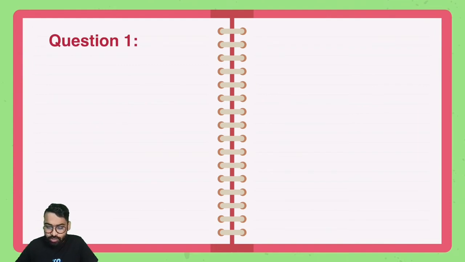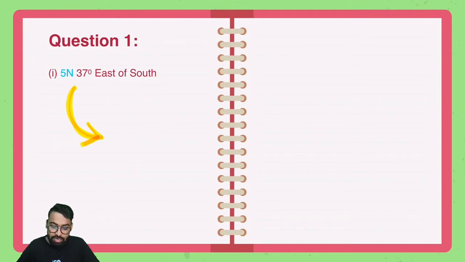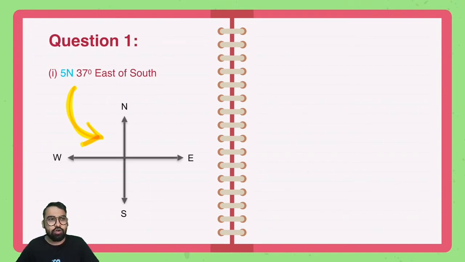Question number 1, right? It says you have to draw 5 Newton 37 degree east of south. So 5 Newton over here is the magnitude. This is the direction. How do we draw it? We draw north, south, east, west, right? Let us do that. North, south, east, west. I hope everybody knows this basic part. And the next thing, if you say 1 centimeter is 1 Newton, you'll say 5 centimeters is 5 Newton. And if you want to draw east of south, you have to be somewhere over here.